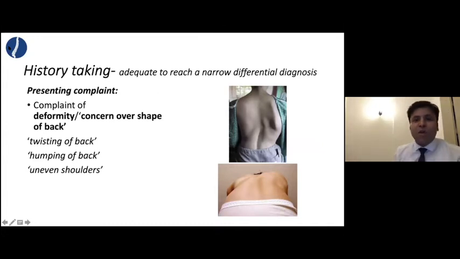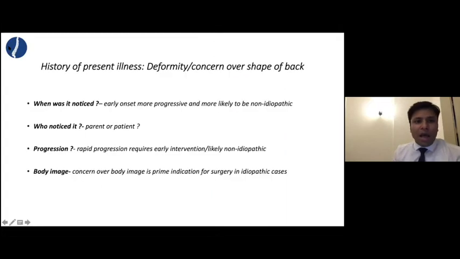The patient will always come to you with complaints of deformity or concerns regarding the shape of the back. They might put it as twisting of the back, humping of the back, uneven shoulders. Ask the patient specific questions. When was it noticed? Early onset is more progressive and is more likely to be non-idiopathic. Who noticed it, the parent or the patient? This is important because if the patient notices it and comes to you, that means the cosmetic problem is paramount.